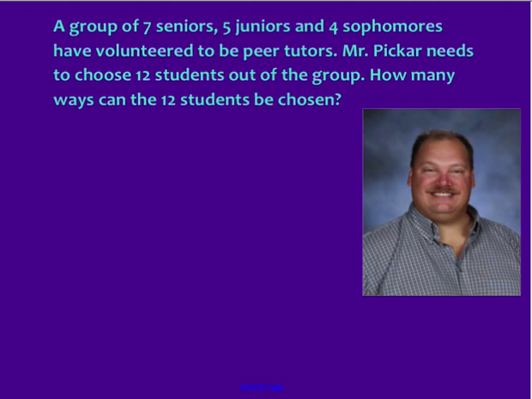So let's take a look at number 2. There are 7 seniors, 5 juniors, and 4 sophomores that have volunteered to be peer tutors. Mr. Picard needs to choose 12 students out of that group. Well, let's figure out how many total students we have. We have 7 plus 5 plus 4, so that's going to give us 16 total students, and then we're going to choose 12.